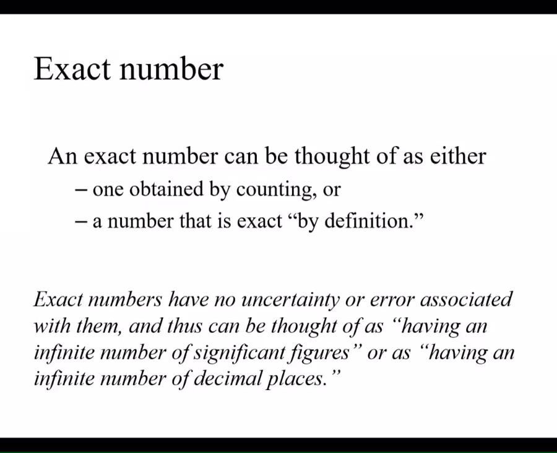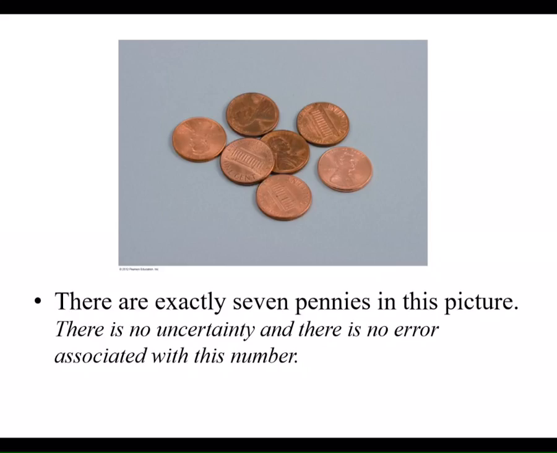The cool thing about exact numbers, and there are a lot of cool things, is that when we start to do calculations, an exact number adds no additional uncertainty to the calculation. Here's an example. Instead of people, here we have 7 coins. So there are exactly 7 coins. It's not, oh, there's either 6 or 8. No, there's exactly 7.